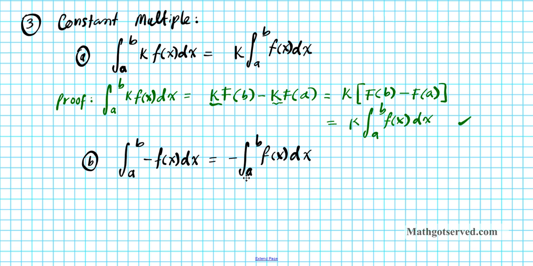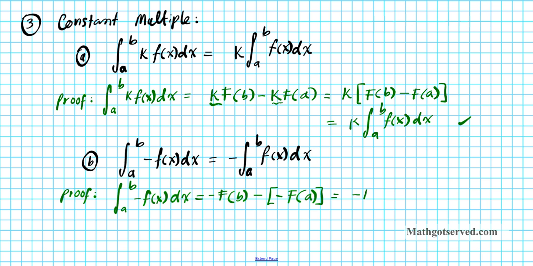All right, now let's prove this. Let's prove this second case of the constant multiple rule. Proof using FTC part 1. The left side, the definite integral from a to b of negative f of x dx, can be written as the negative, this negative, keep it, of the antiderivative of f evaluated at b minus negative times the antiderivative of f evaluated at a.